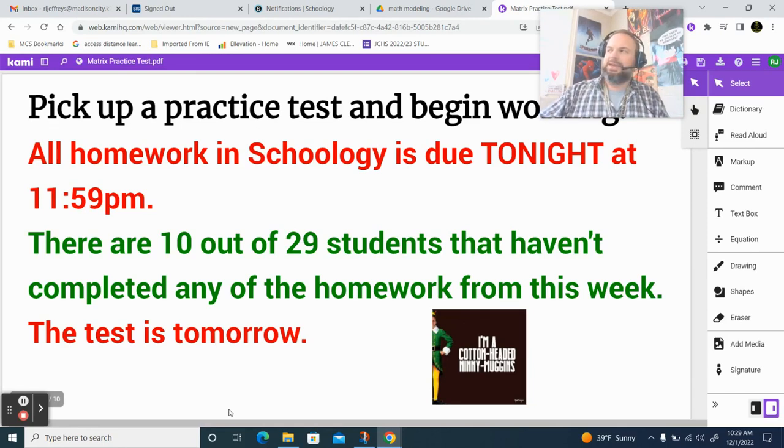I'm so glad that my little microphone does not pick up any of the indirect conversations that are happening in my class. We are about to go over our matrix test. So if you're studying matrices, this will help you.